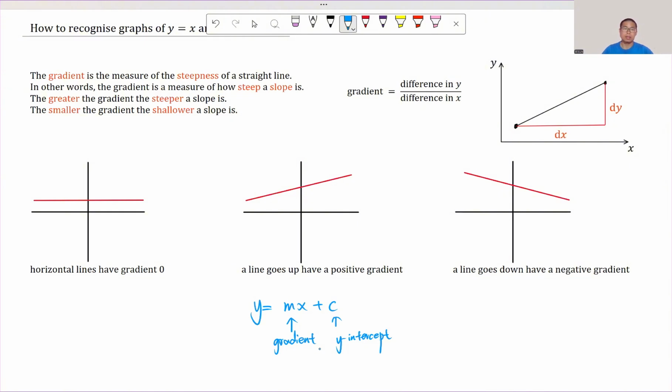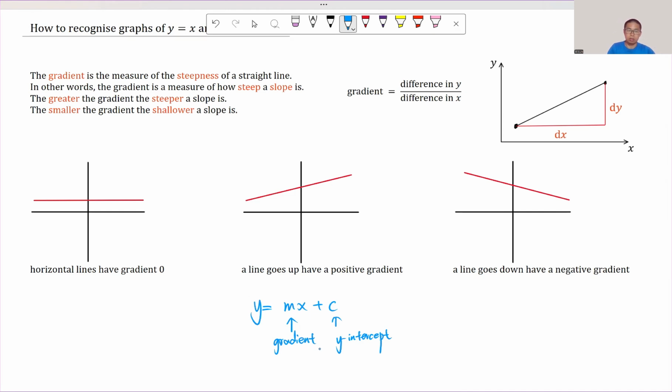The gradient is just the measure of the steepness of the straight line. In other words, the gradient is the measure of how steep a slope is. So the greater the gradient, the steeper a slope is, and the smaller the gradient, the shallower the slope is. So if we have a horizontal line, a flat line, there's no steepness, then the gradient is equal to 0.